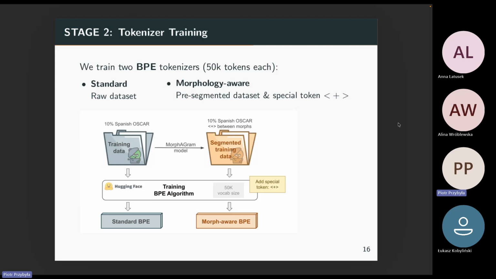So to summarize, in the second stage we will be training 2 BPE tokenizers. So we have our Oscar, we segment it using morphogram, and then we train a morphology-aware BPE, but also we train vanilla BPE with exactly the same data to see what happens. I mean, this model is still going to be better than the BPE you have in BERT, right? Because it's been trained on Spanish data rather than a random collection of data with mostly English.